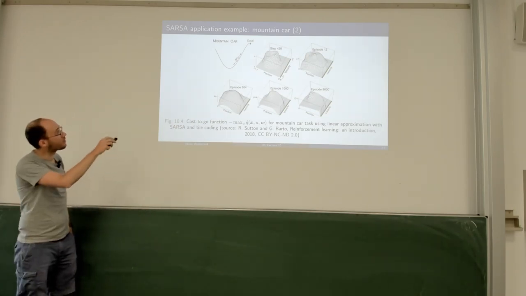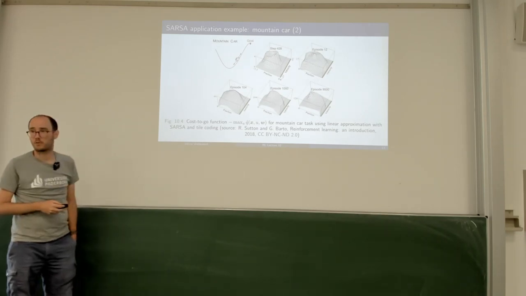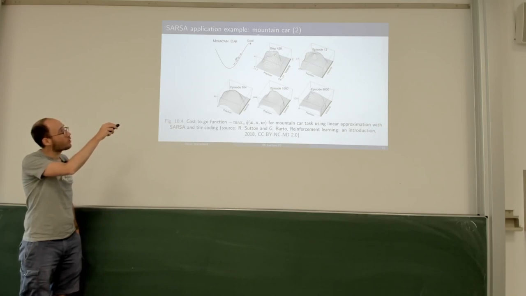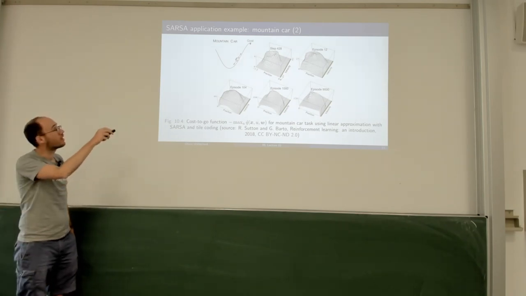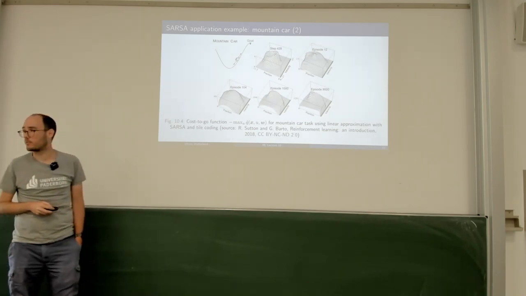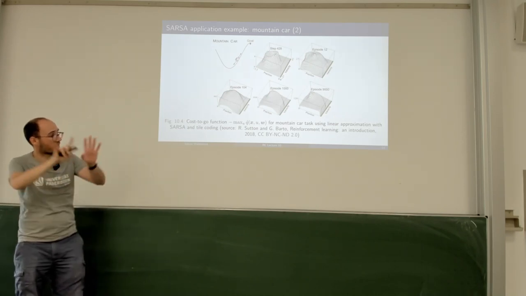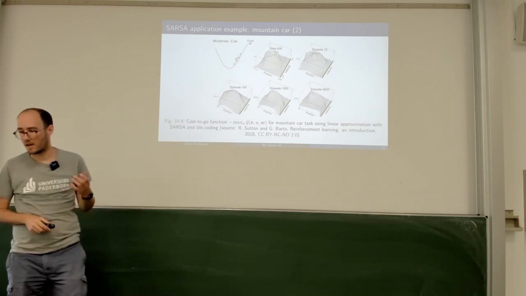So for example, if your car has a high speed towards the goal state and is close to the goal state in terms of the position, we would of course expect that the Q value of accelerating into the right direction is much higher than the Q value associated with the action of accelerating into the opposite direction, right? So basically, we would have three of these maps, and based on these three maps, we could make decisions.